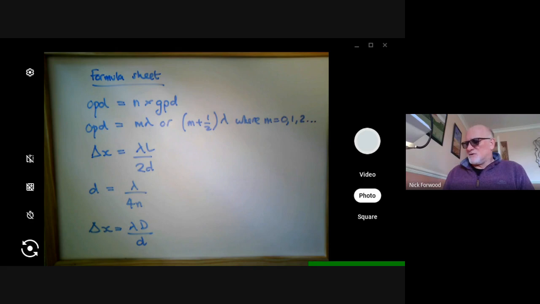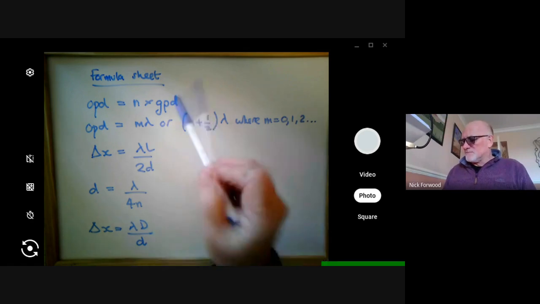Okay, here's the third lesson recording. Just wanted to take a look at what's on the formula sheet and then give you a worked example on thin air wedge fringes. There's a number of formulae on the formula sheet, and to be honest, they all look pretty similar, and you've got to work out in your head what's going on.